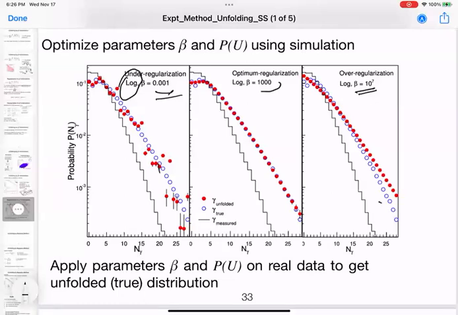So in simulation, what we do, we actually fix our parameters. For example, this logarithmic, yeah.